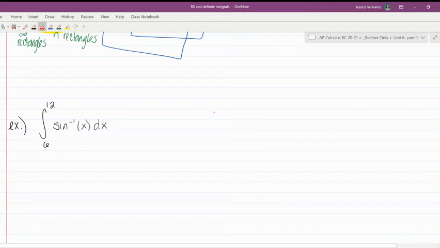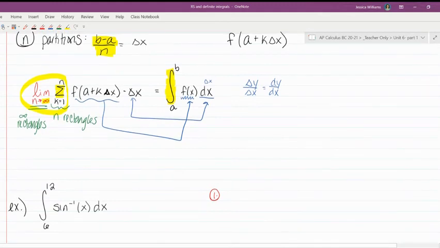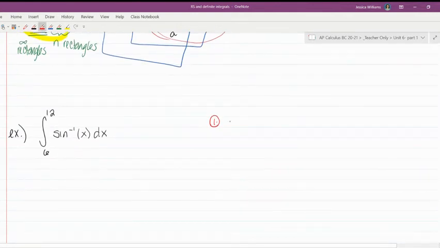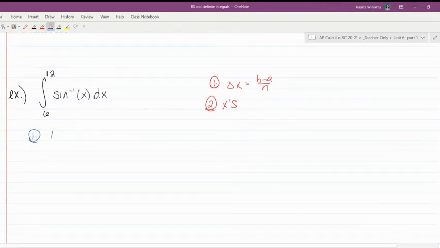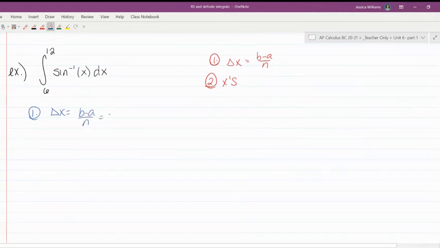You have to go find two things in order to turn this. What I'm doing is going from the integral back into summation notation. You need two things: delta x, and your x's to plug into your function. Delta x is super fast because it's always the same. Delta x is b minus a over n, always. You pull those from your integral symbol. So b is 12, a is 6, and it's just n, because they didn't say 7 rectangles or 22 partitions. So delta x is 6 over n.